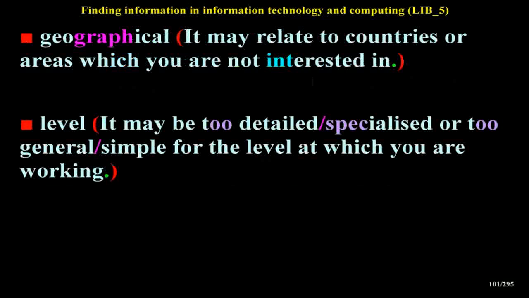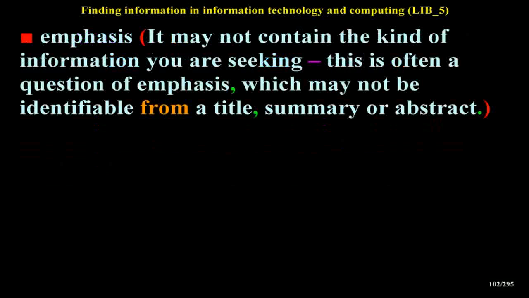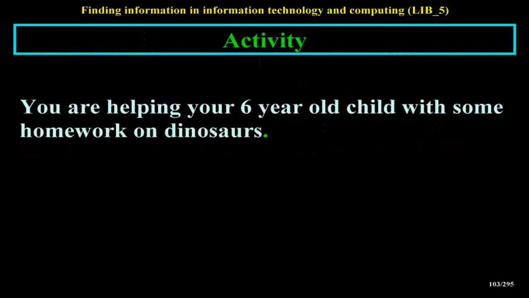So there are a number of ways in which a piece of information may not be relevant to your query. Geographical: it may relate to countries or areas which you are not interested in. Level: it may be too detailed, specialist, or too general, simple, for the level at which you are working. Emphasis: it may not contain the kind of information you are seeking. This is often a question of emphasis, which may not be identifiable from a title, summary or abstract.